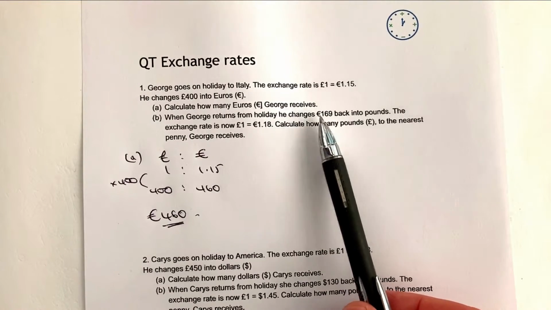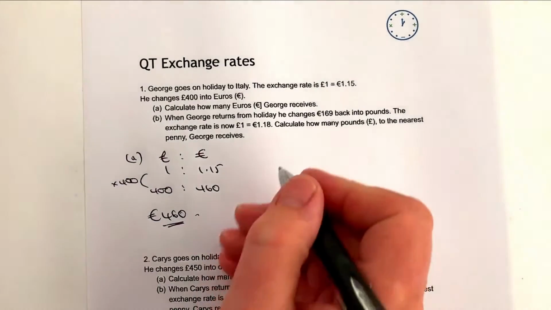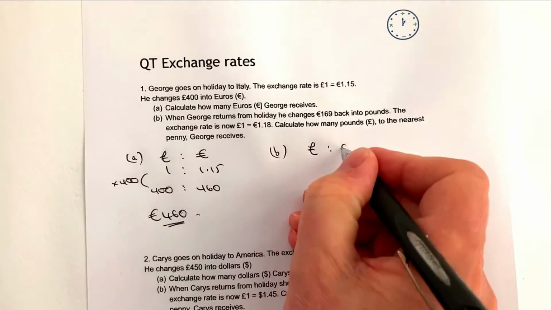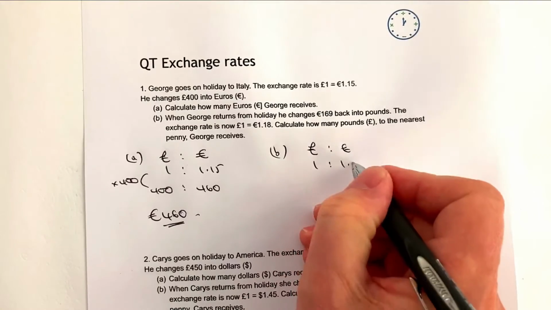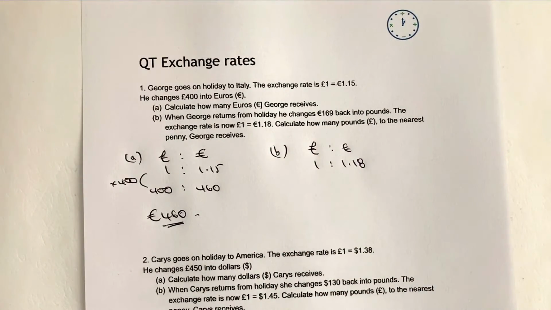Okay, so he goes away on holiday, and when he comes back he changes it back, 169 euros back into pounds. So it's how many pounds does he get when he's got 1.18 euros per pound. So again, I'm going to do exactly the same. I'm going to do pounds to euros. Okay, in this particular case it's 1 to 1.18 on the return journey. Now in this particular case he's got 169 euros.